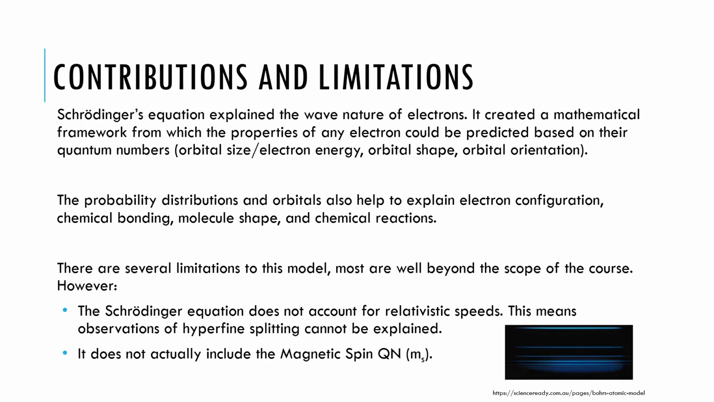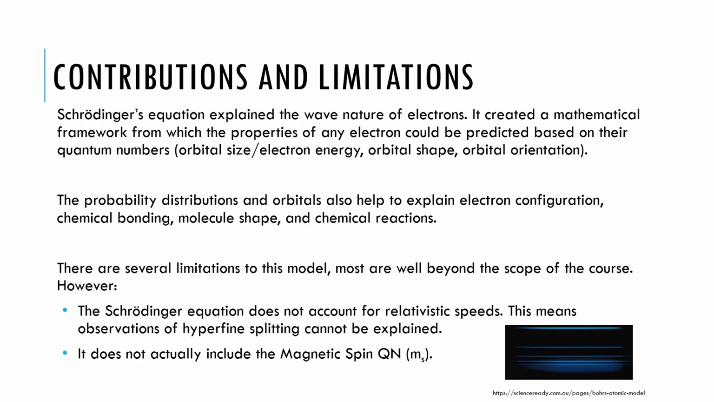So what can we conclude from this? Well, Schrödinger's equation explained the wave nature of electrons. His mathematical framework was able to account for many properties of the electrons based on their quantum numbers, and also meant that we could predict the nature and properties of an electron based on their quantum numbers, based on their orbital size and electron energy, as well as their orbital shape and their orbital orientation.